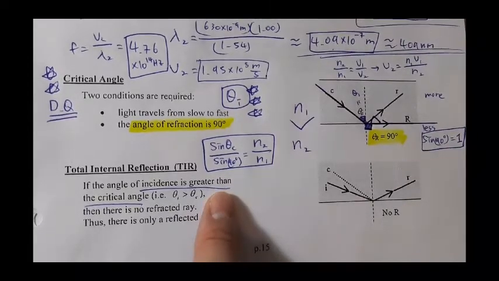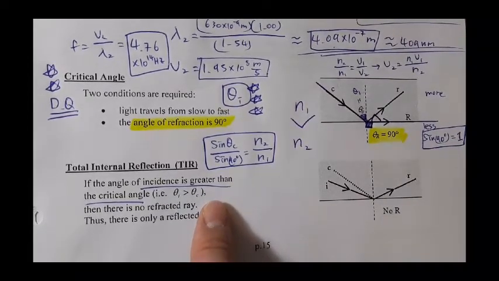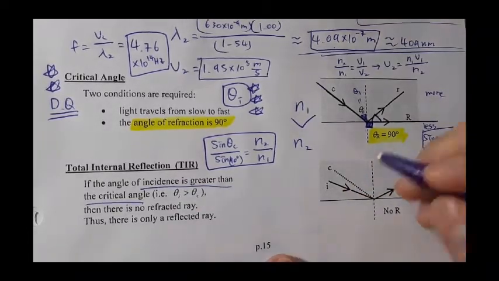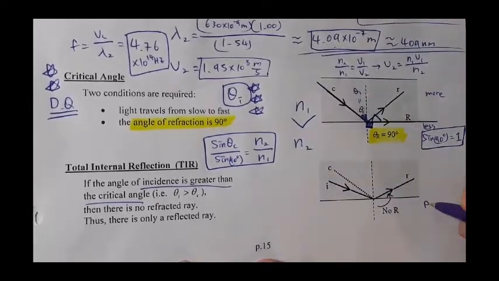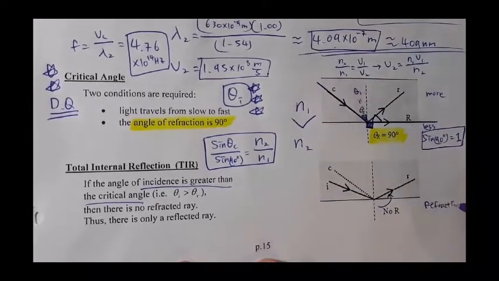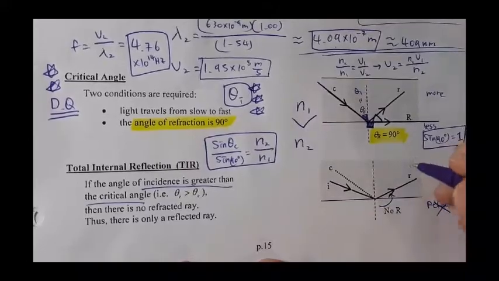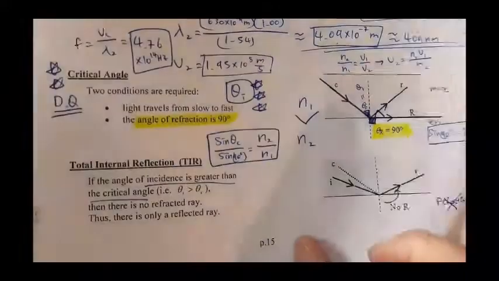And if the angle of incidence is somehow greater than the critical angle, then that's where it goes over 90 degrees. So technically, refraction is out of the picture because you're coming back to where you came from. So it's reflection.